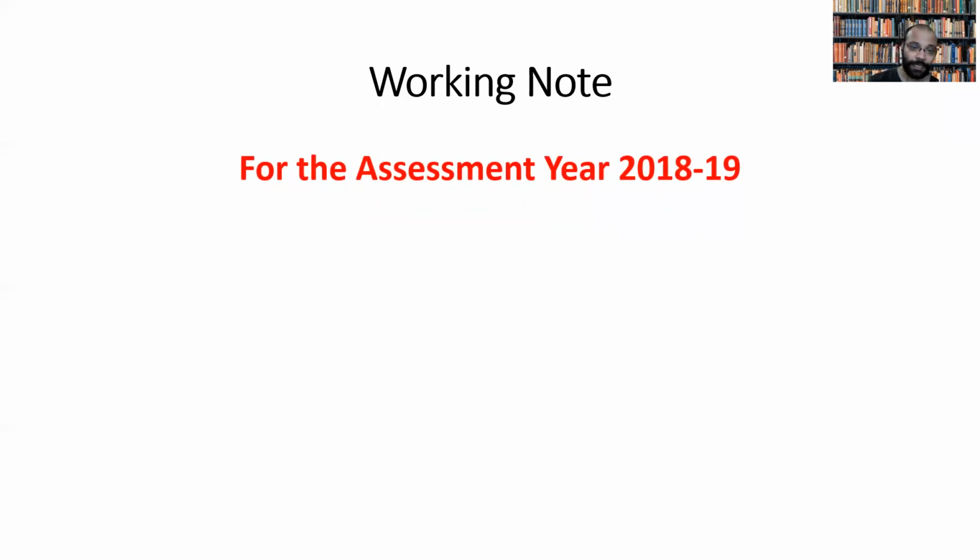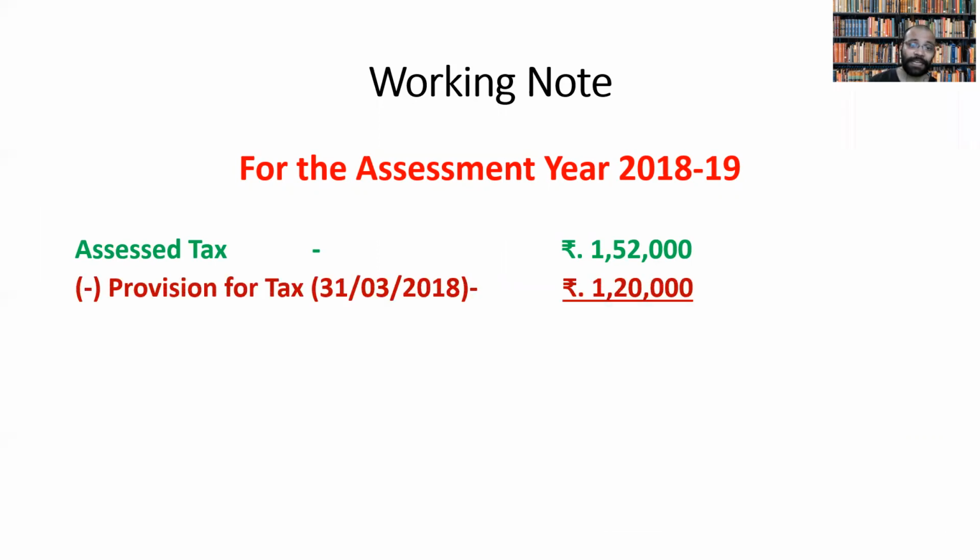So we are starting with that. Then the first thing given here, as per the previous question calculation only, is the assessed tax. How much is the assessment tax we are seeing here? 1,52,000. Okay, that is the advance tax which is paid. Then minus the provision for the 31st March 2018, which is 1,20,000, given in the question.